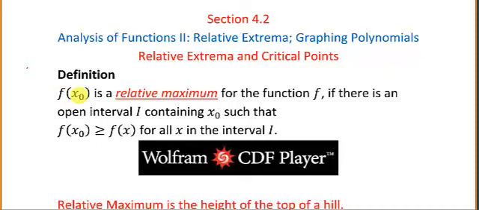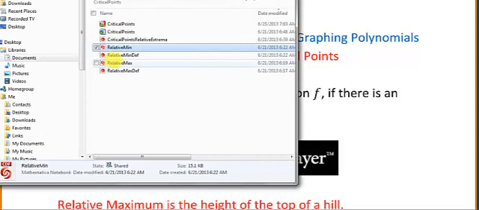f of x0 is a relative maximum for the function f if there exists an open interval I containing x0 such that f of x0 is greater than or equal to f of x for all x in the interval I. Let's take a look at an example of this.